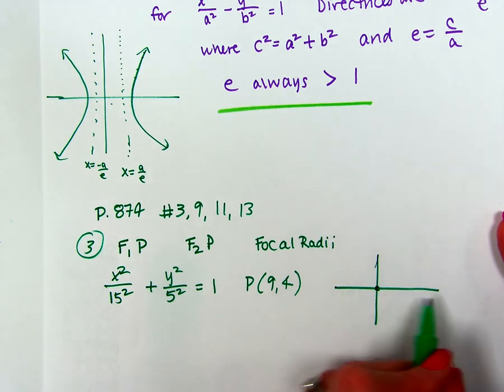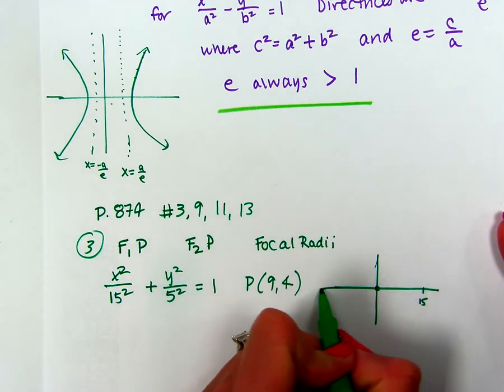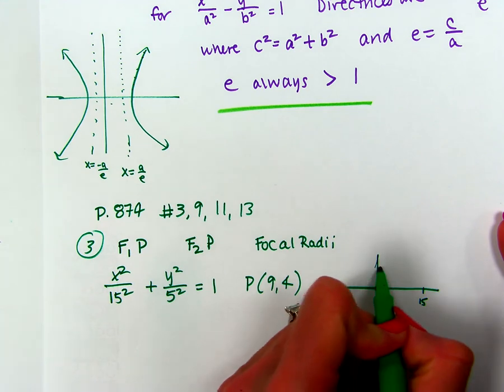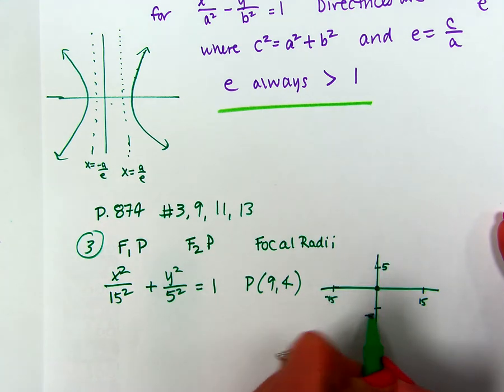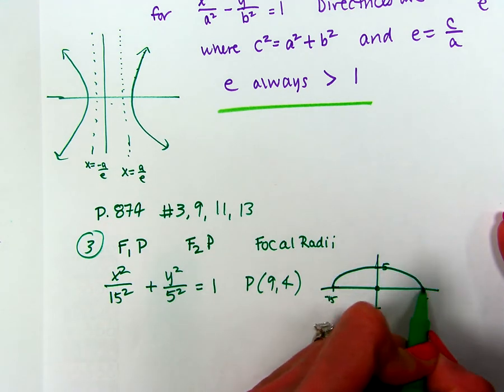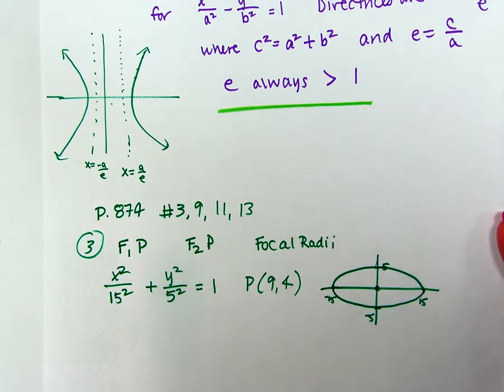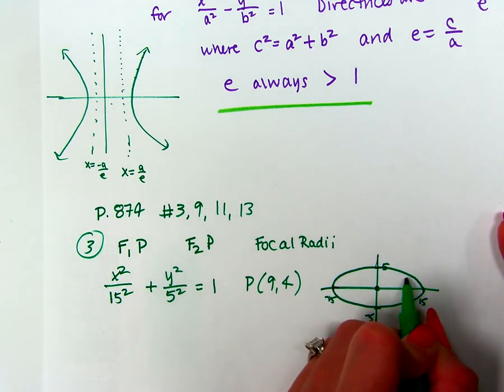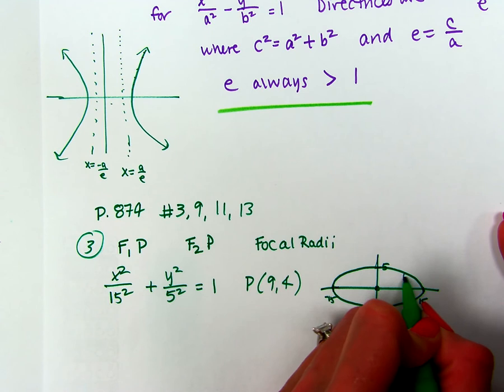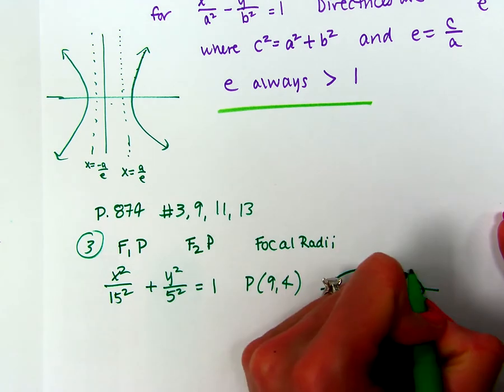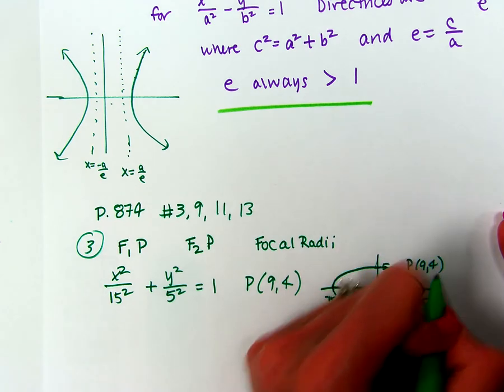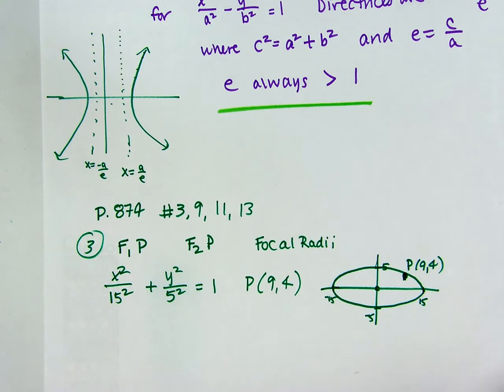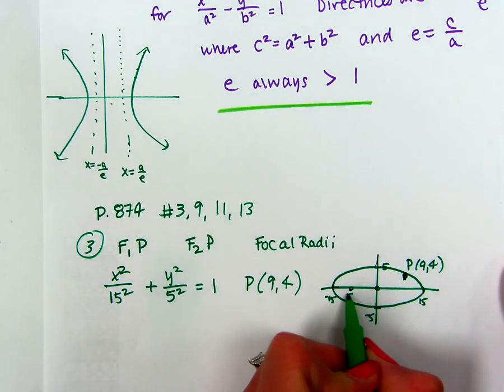It goes 15 in the x direction and 5 in the y direction. Here's your ellipse. So it's longer horizontally. The point (9, 4) should be on your ellipse. Okay, so from that point, we're going to find the distance to each focus.